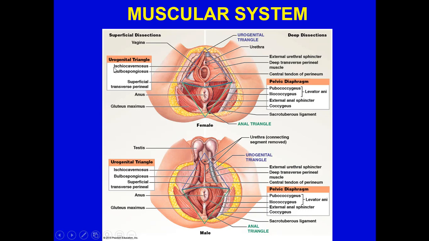The urogenital triangle, the ischiocavernosus and the bulbospongiosus, here and here. And you would see the same thing here and here. And then, of course, you have the superficial transverse perineal right here and right here, okay?